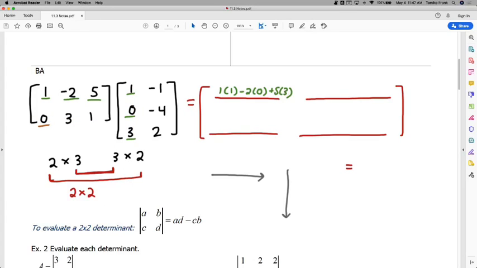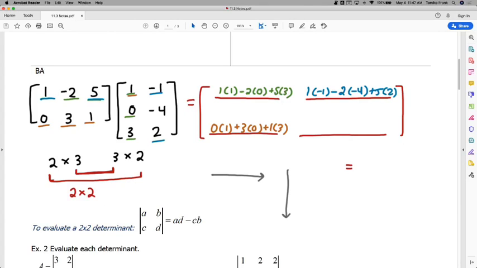That is 0 times 1 plus 3 times 0 plus 1 times 3. All right, moving on. Upper right, that is going to come from the top row, right column. 1 times -1 plus -2 times -4, so I can write that as -2 times -4, plus 5 times 2.